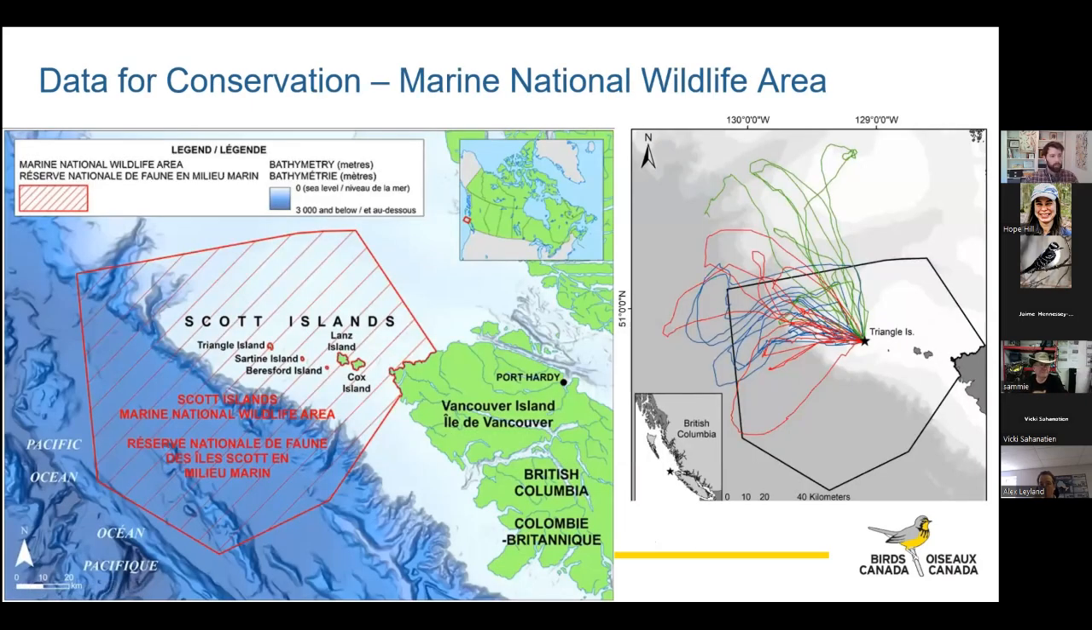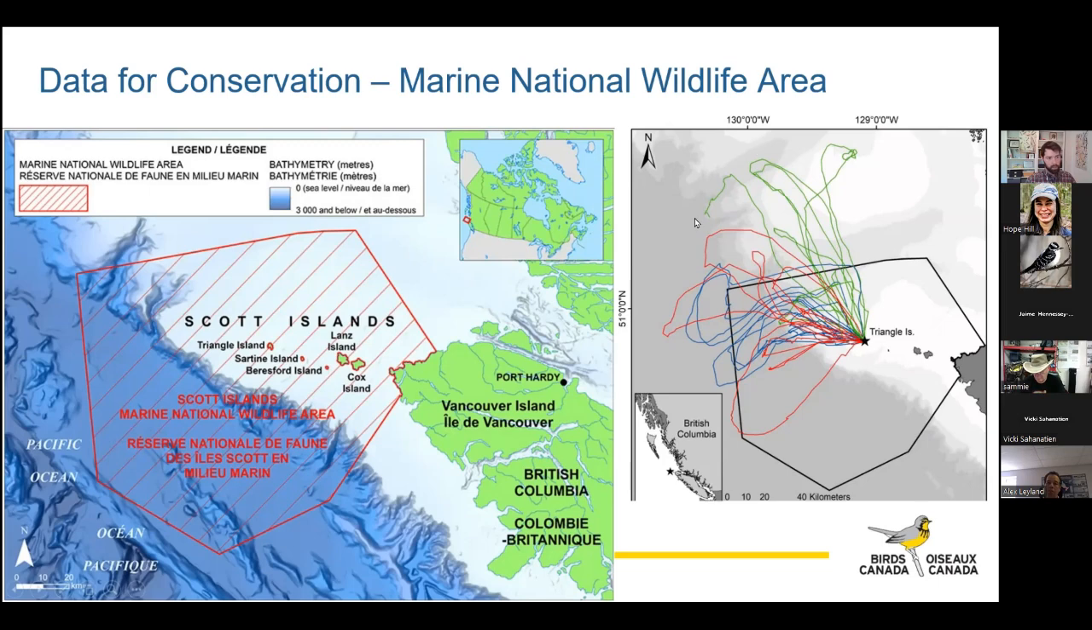An example of tracking data actually being used to benefit a conservation area. This is a National Wildlife Area on the coast of British Columbia. There's a Triangle Island here that has a large population of seabirds that breed on it. And so people were putting tracking devices on some of these breeding seabirds and seeing these long foraging trips that they're making, hundreds of kilometers from the island, to catch food and bring back to their chicks on the nest.